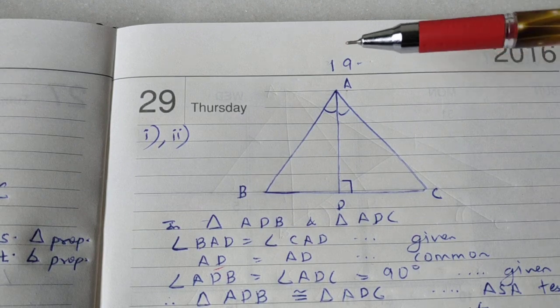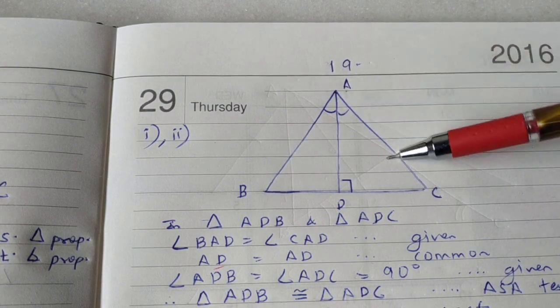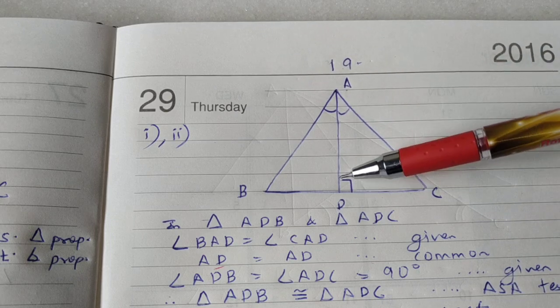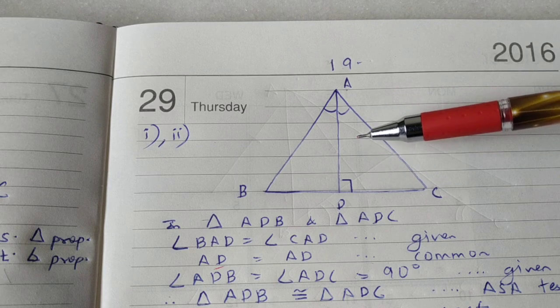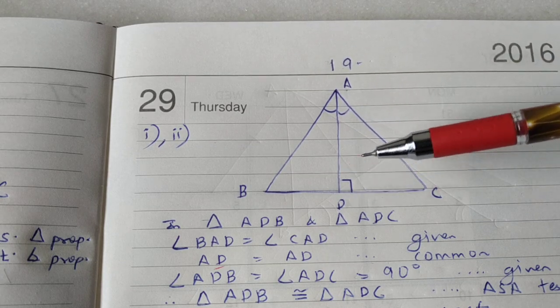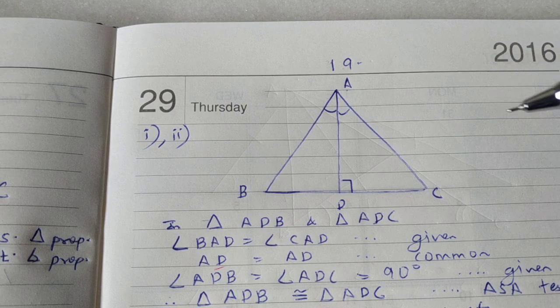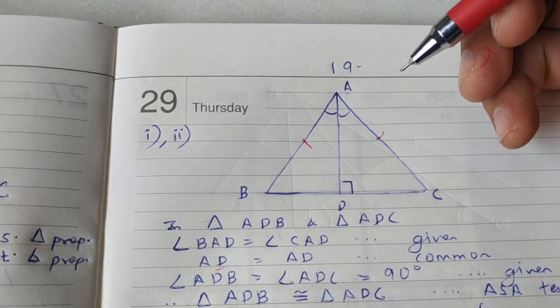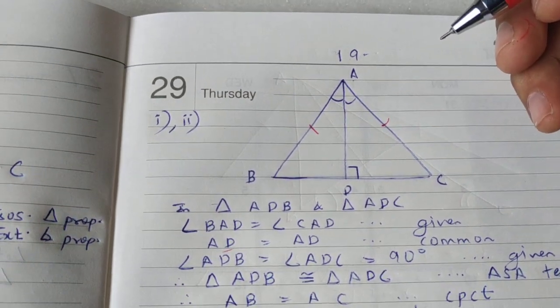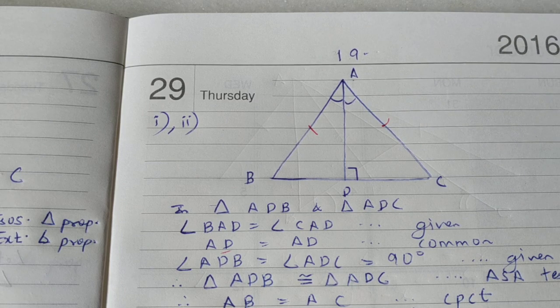What is given is that in this triangle, AD is the angle bisector of this angle A, as well as it is perpendicular to side BC. Perpendicular, not perpendicular bisector. It's just an altitude. D is not the midpoint in this sum. And we have to prove that this triangle ABC is isosceles. That is, we have to prove that AB is equal to AC, which I guess will be by CPCT. So let's try to prove these two triangles congruent. Can you guess which test will apply here?